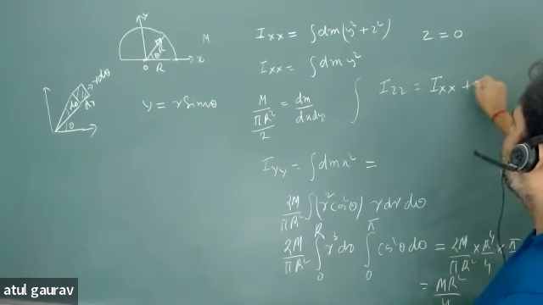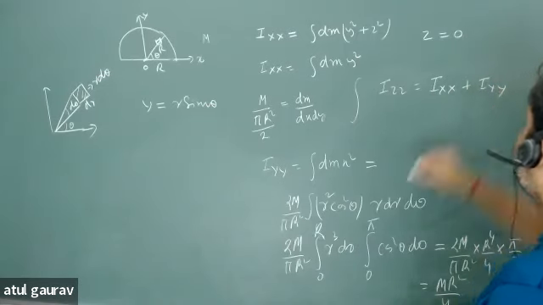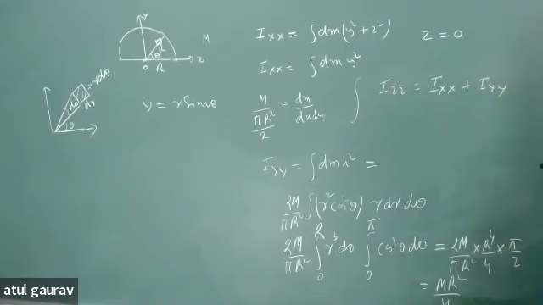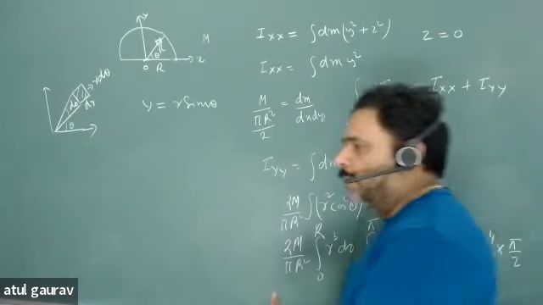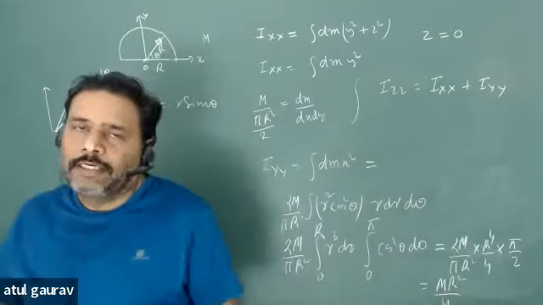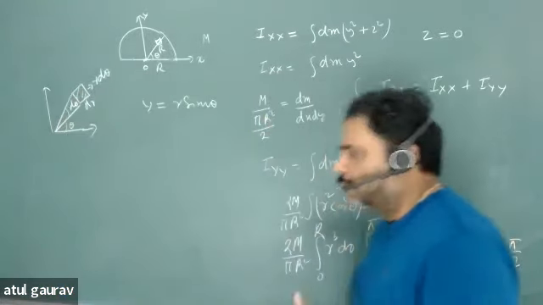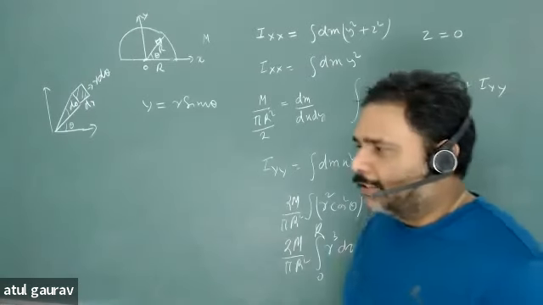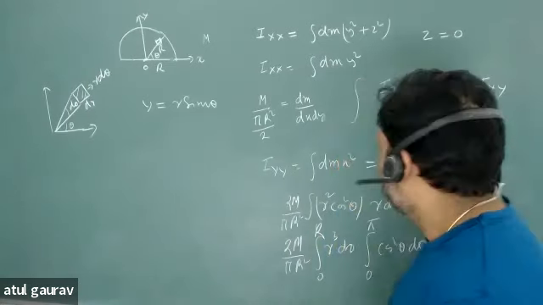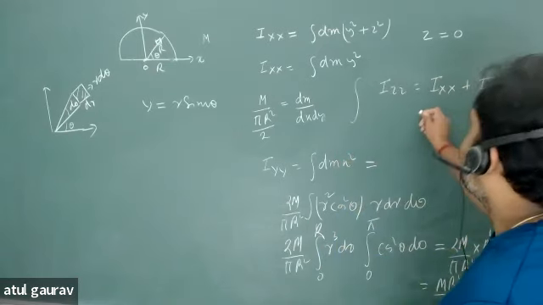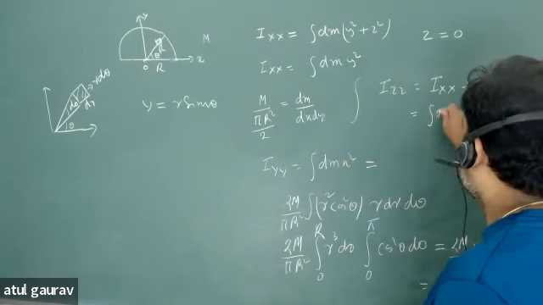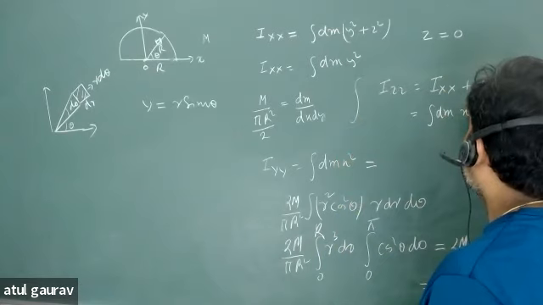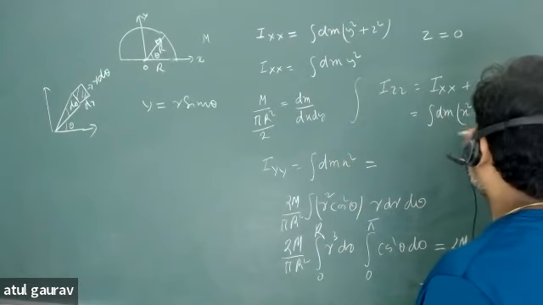I can write this thing as IXX plus IYY. Can we write that? Yes. Why? Because the mass is distributed in a plane, so we can use the perpendicular axis theorem. I assume that you know the perpendicular axis theorem. I will discuss all about this perpendicular axis theorem in the next class. But let's try to solve it directly, because it will give you a lot of intuition. x square plus y square.